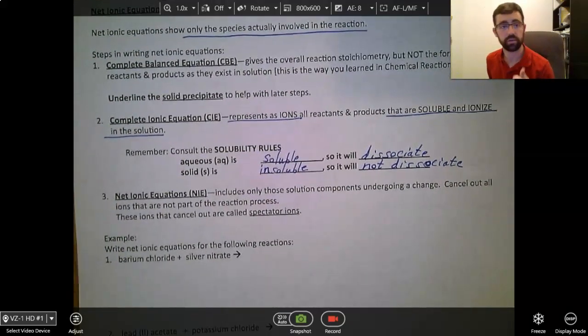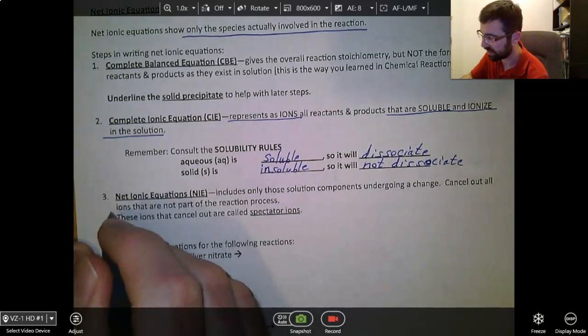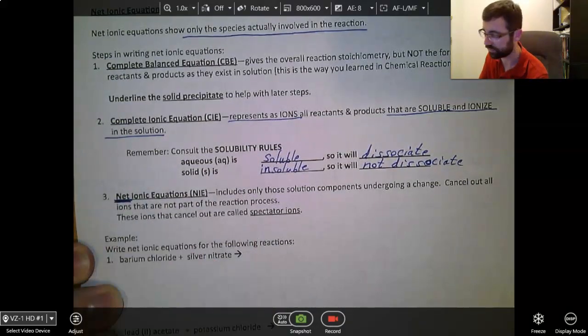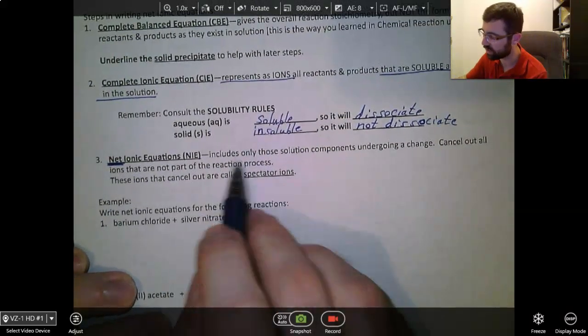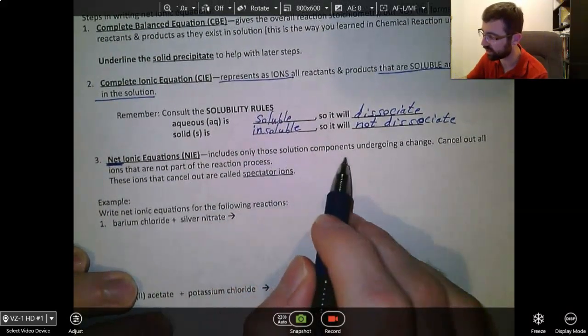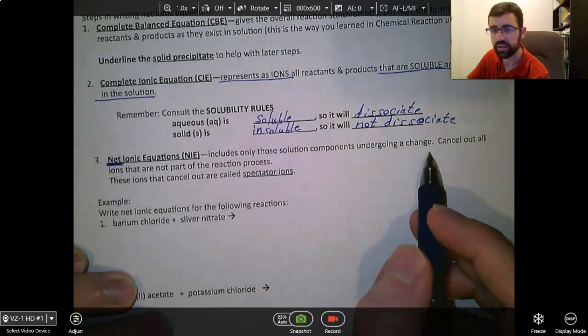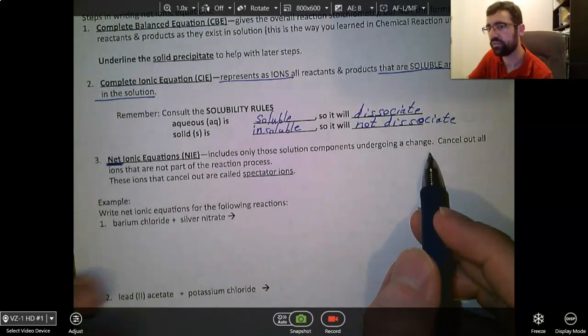So we write our complete balanced equation, then turn it into the complete ionic equation. Then we want to do the net ionic equation. Net means that we're going to take something out. We're going to take out anything that doesn't change. This includes only those solution components undergoing a change. It only involves the ions that are involved in making the precipitate. So I'll go back over that in a minute.